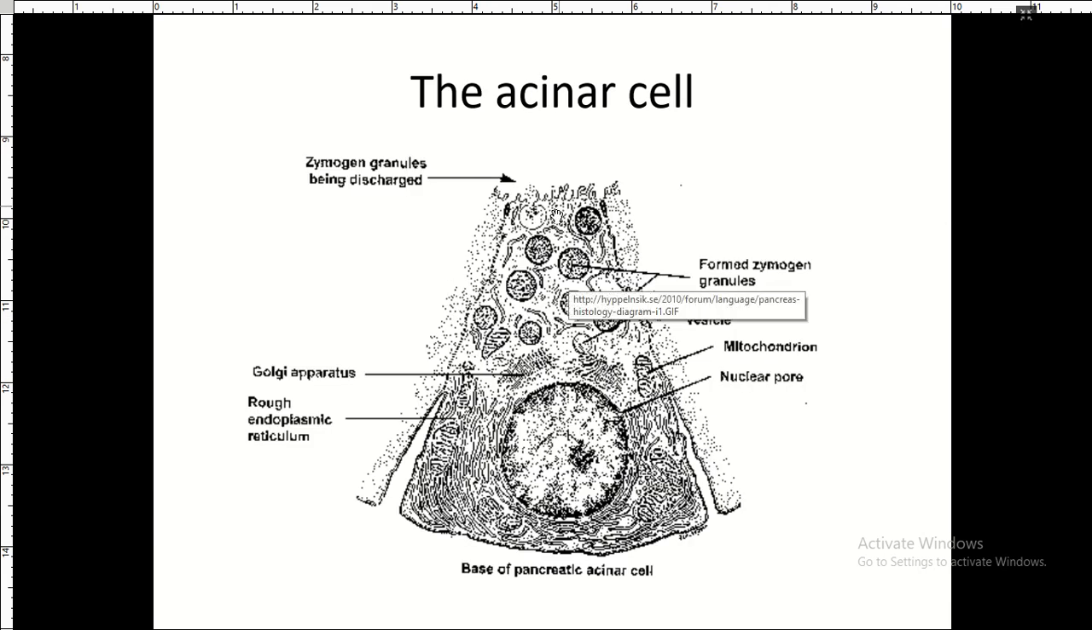So this is a pancreatic acinar cell. You can see that this is pyramidal shaped. At the apex you can see zymogen granules forming secretory vesicles. In the back, you can also have mitochondria. You can see this abundance of rough endoplasmic reticulum, giving the basophilic nature of the acinar cell.